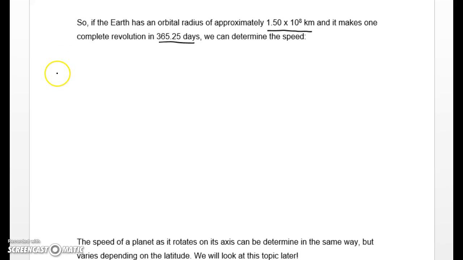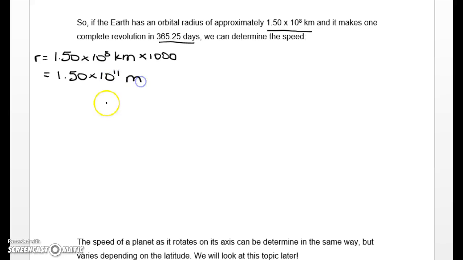All right. So first, before we jump into any calculations, let's identify what we're given. Here we're told that we have an orbital radius of approximately 1.50 times 10 to the 8 kilometers. As I said, we're going to find our speed in meters per second, so I'm going to convert these kilometers to meters. In order to convert kilometers to meters, you multiply that value by 1,000, which, in scientific notation, adds 3 to your exponent. So you have 1.50 times 10 to the power of 11 meters.